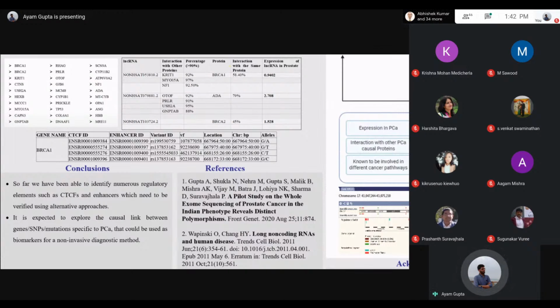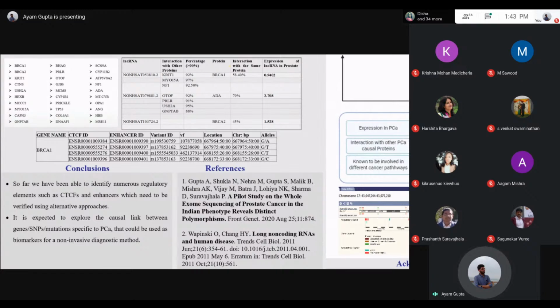We are currently validating these long non-coding RNAs and doing some quantification study using real-time PCRs. The lower table shows the regulatory elements which I mentioned earlier. There are some CTCF IDs and enhancer IDs. I'm showing this only for BRCA1, but we have finished almost all these genes. Just to conclude this part, so far we have been able to identify numerous regulatory elements such as enhancers, OCEs and CTCFs, which need to be further validated.